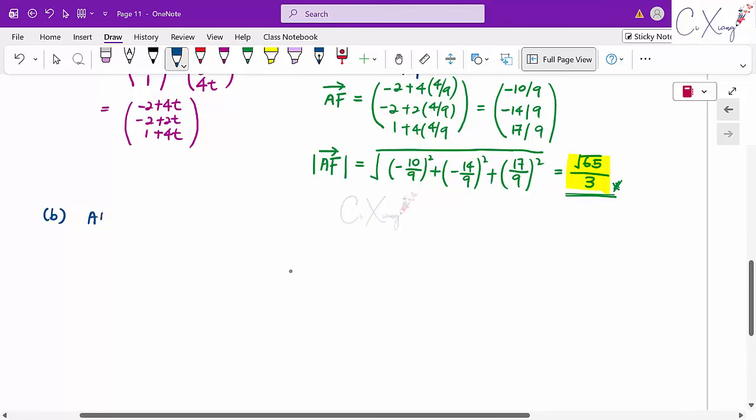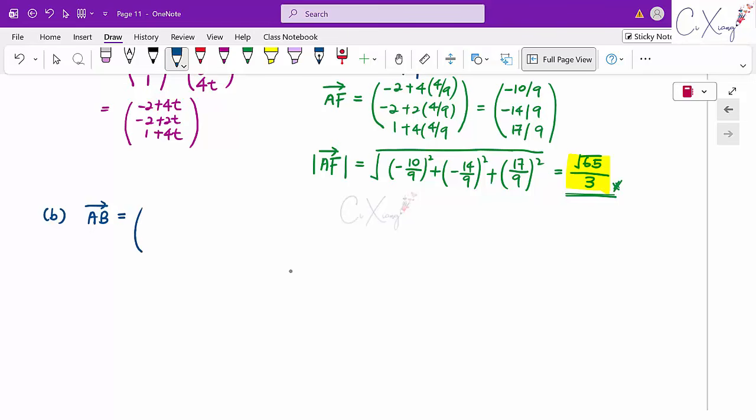So first of all, I want to get the vector AB first. So AB means AO plus OB. AO is -2, and also the 1. Then plus OB. So OB is what? 4, 2, and 4. Okay, then for vector AB, I'm getting 2, 0, 5.